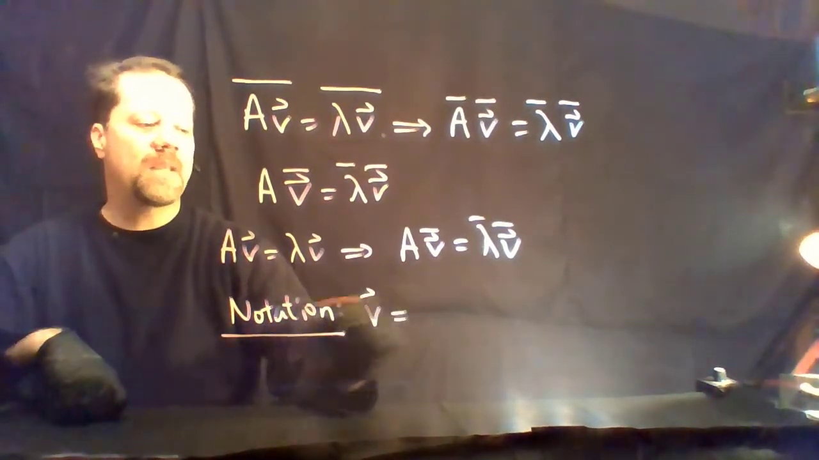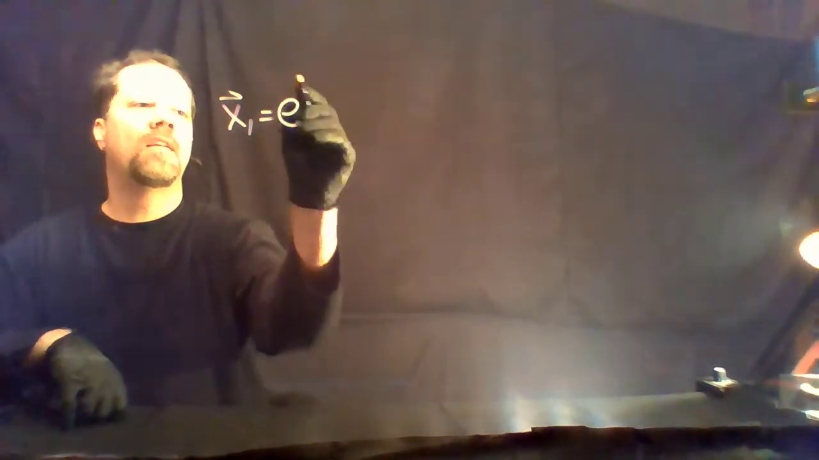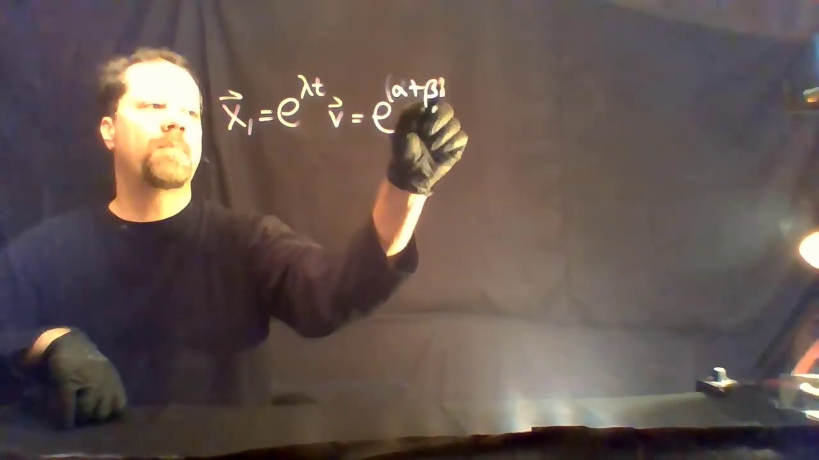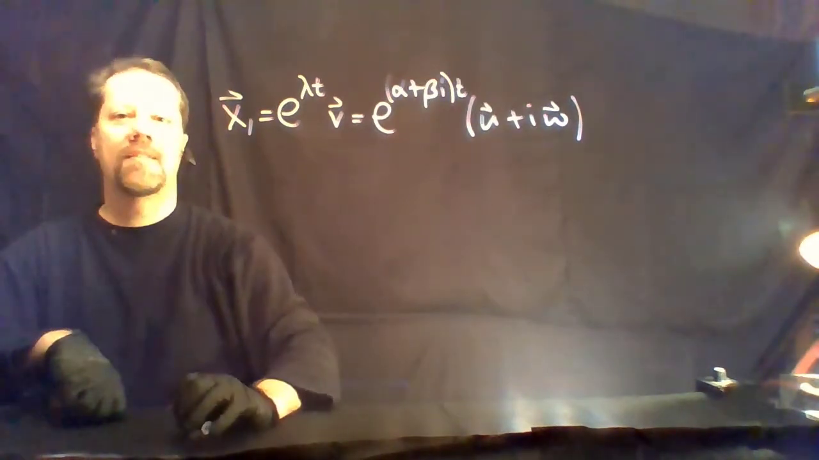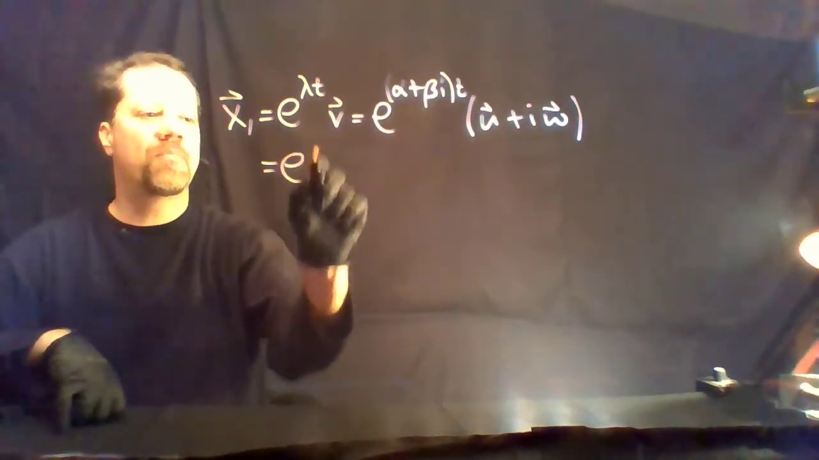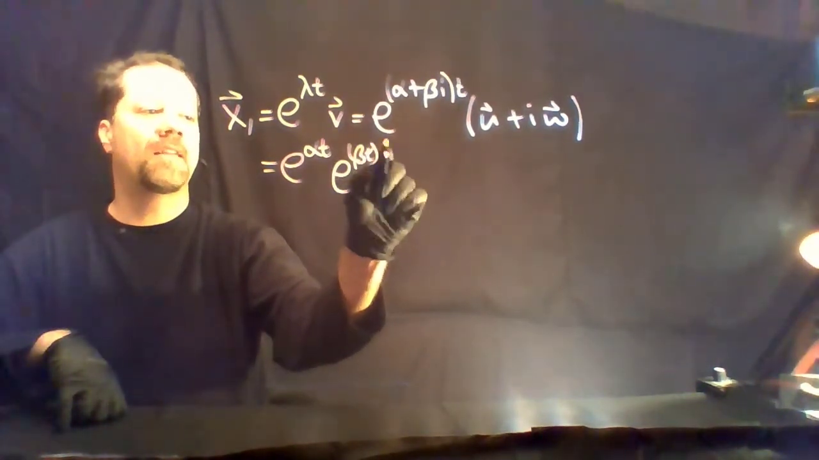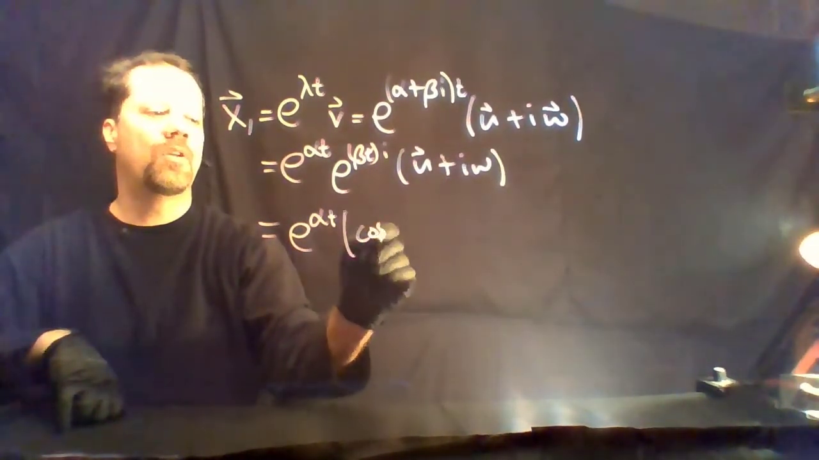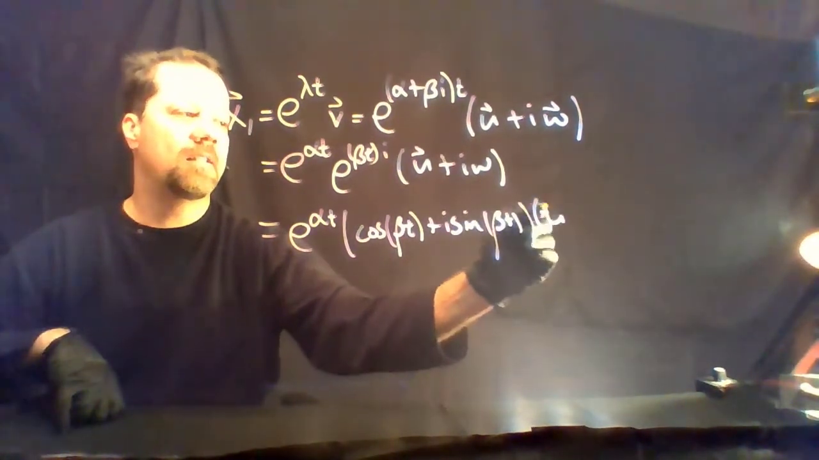Let's suppose that V has pieces that we can rewrite as U plus I times W. Yes, we'll get a solution, e to the lambda t V, but remember lambda is of the form alpha plus beta I times t, and V is of the form U plus I times W. Now, it's important to see from Euler's theorem that we can rewrite this as e to the alpha t, e to the beta t times I, U plus IW, which is e to the alpha t times cosine beta t plus I sine beta t times U plus IW.